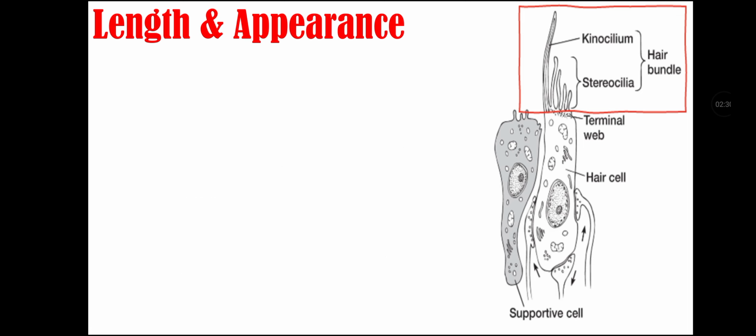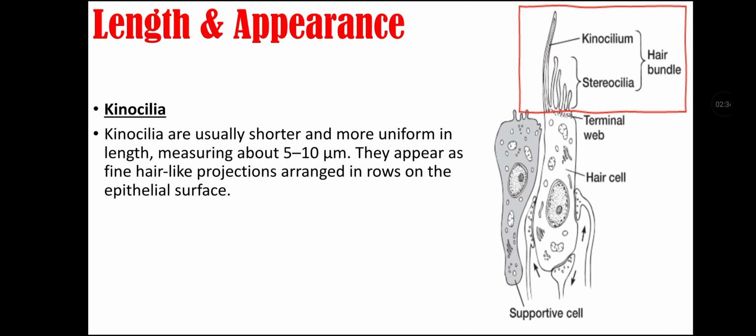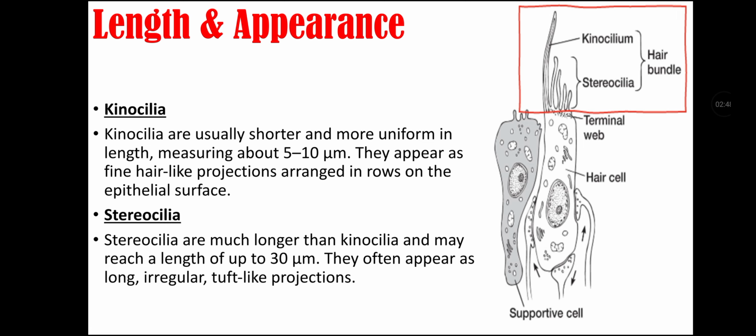Next characteristic is length and appearance. Talking about kinocilia, they are usually shorter and more uniform in length, measuring about 5 to 10 micrometers. They appear as fine hair-like projections that are arranged in rows on the epithelial surface, while stereocilia are much longer than kinocilia and may reach a length of up to 30 micrometers. They often appear as long, irregular, tuft-like projections.